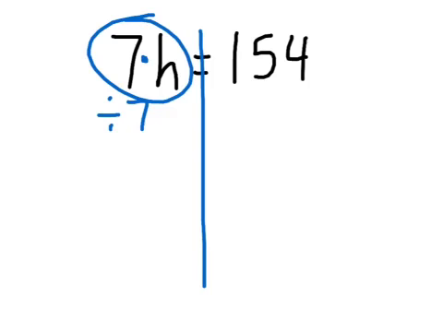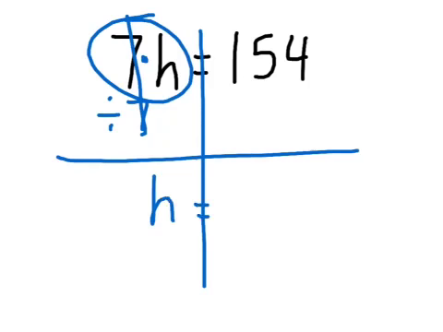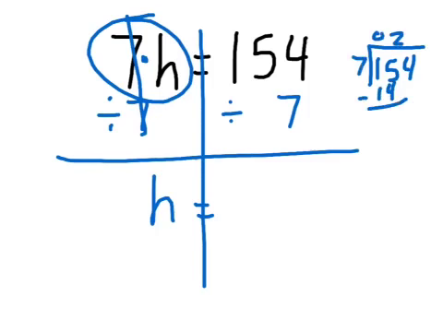So we divide one side by 7. That's going to cancel those out and leave us just with h. Then we're going to do the same thing on the other side. 154 divided by 7. Now, I'm not sure what this is, so I'm going to need to go off to the side and go 154 divided by 7. 7 doesn't go into 1. It goes into 15 twice. You get 14. Subtract, you're going to get 1. Bring down the 4. 7 goes into 14 twice. So the answer in this case is h equals 22.